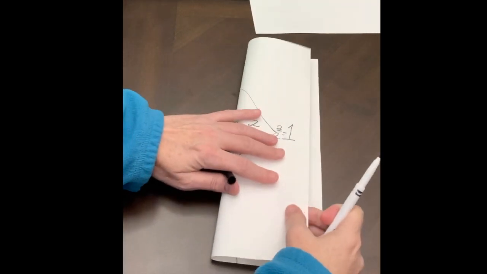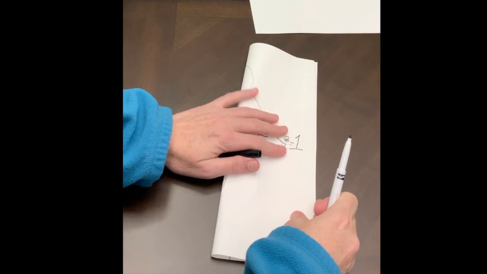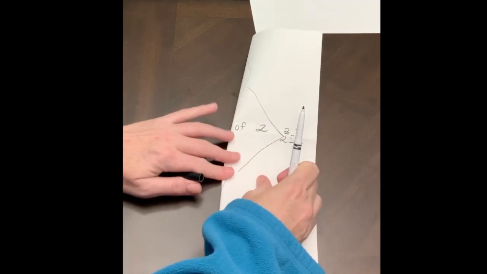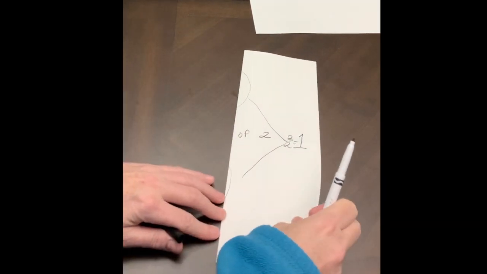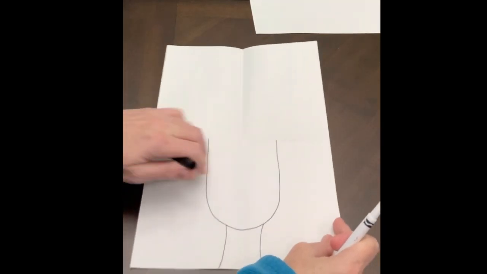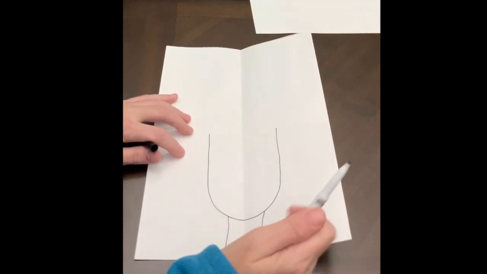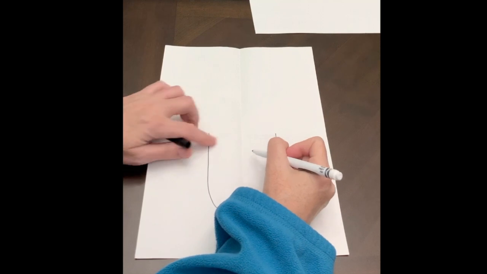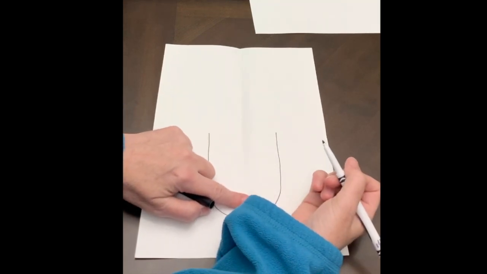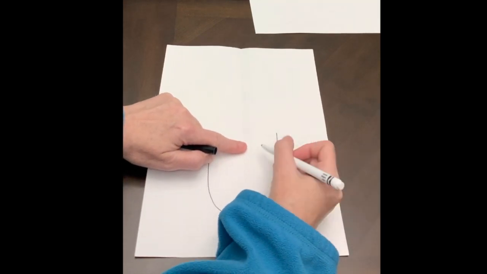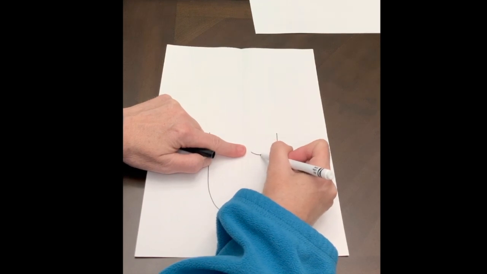And then I'm trying to find my middle line. So I'm going ahead and dividing it into quarters, and that will help my face be symmetrical. Remember that symmetrical means that it's the same on both sides. So the first thing I'm going to do is draw my eyes. I'm trying to make sure I don't get too far up or too far down.